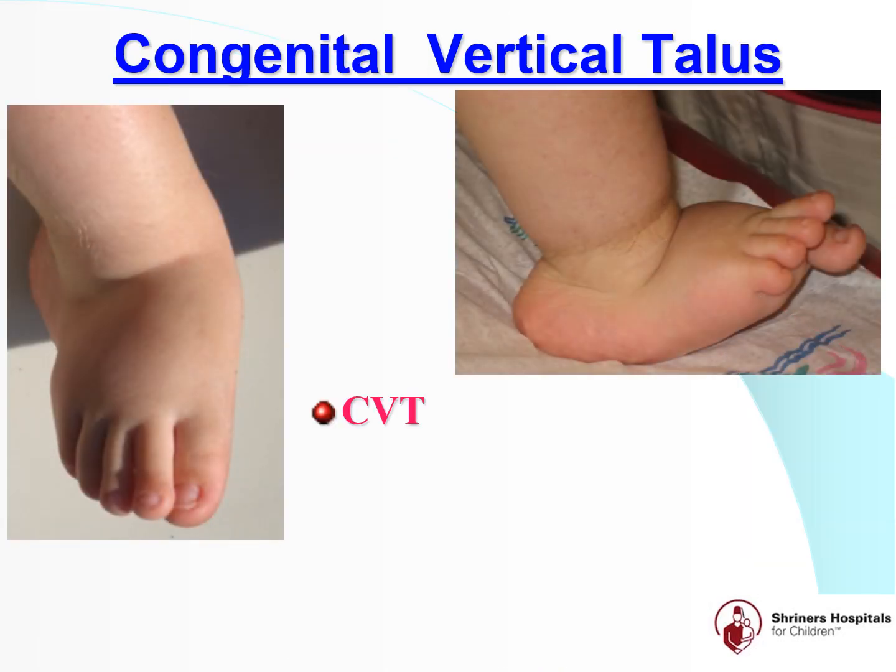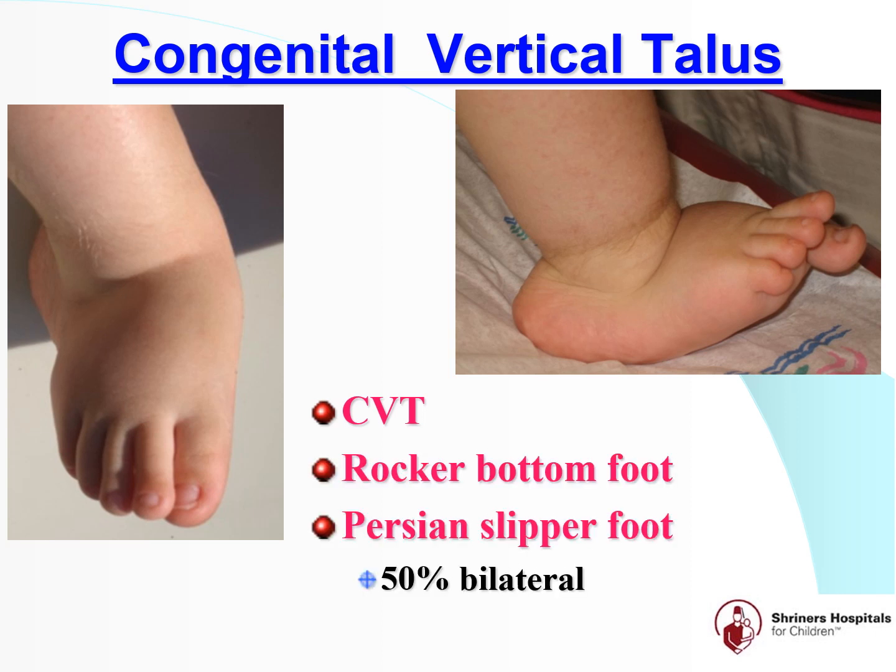Now we will switch gears and talk about the other common foot deformity in arthrogryposis, the congenital vertical talus. This is often seen in children with distal arthrogryposis and is sometimes referred to as the rocker bottom foot or the Persian slipper foot. What you can see is that the heel is rolled off to the outside, unlike the clubfoot where the heel is rolled to the inside.